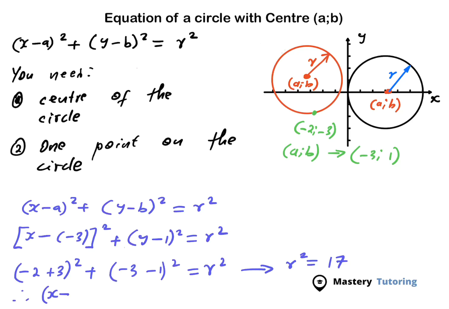Therefore, x minus, now here we're going to use this one here, right? So we're going to substitute the value of the coordinates at the center of our circle. So a, as we've already indicated there, is -3, and then with this minus they're going to add up, they're going to become a plus: (x + 3)² + (y - 1)² = 17, since the y coordinate at the center of the circle is 1. So this is our equation of a circle with center not at the origin.